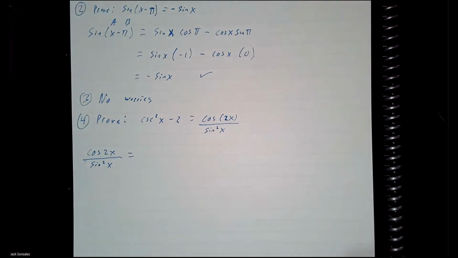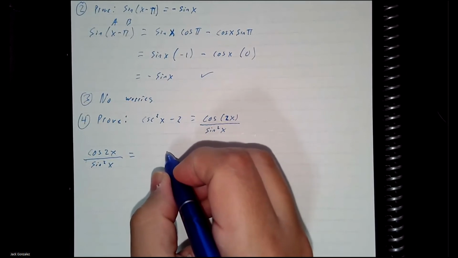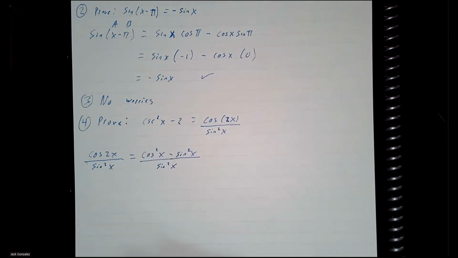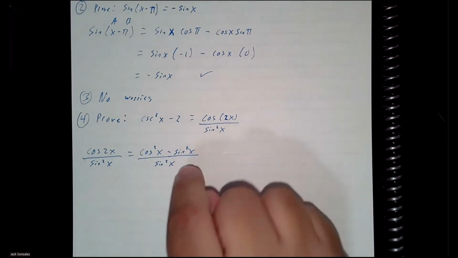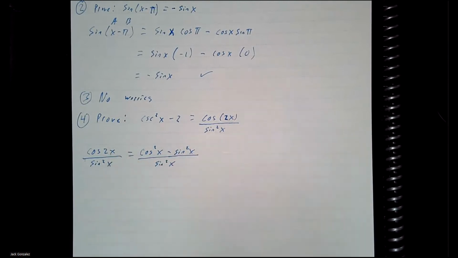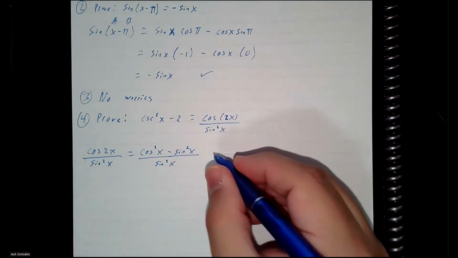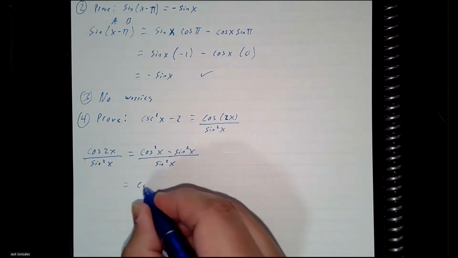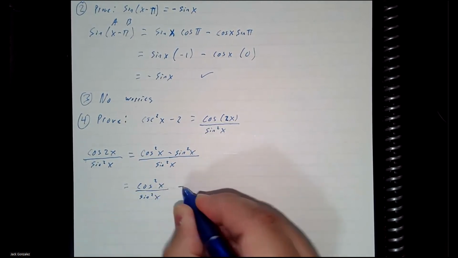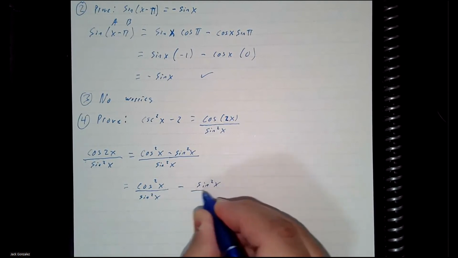To use your double angle, you can use 3 different ones. I'm going to go ahead and use, what was it? Shoot, 1 second. Okay. There's 3 different ones. I gave you a list of them. This is one of them. Cosine 2x is equal to cosine squared x minus sine squared x. So separate the fraction at this point. That'll be cosine squared x over sine squared x minus sine squared x over sine squared x.